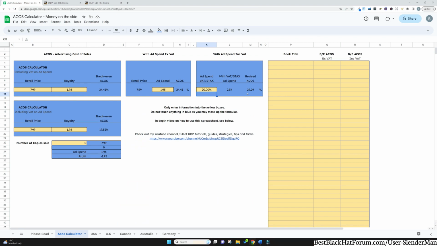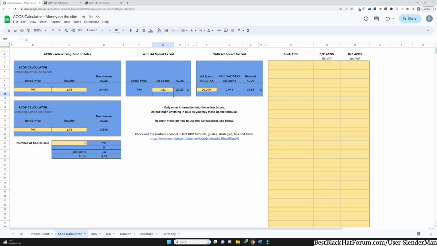So what we can do is to play around with the ad spend number until we achieve a revised ACOS of around 24%, which is our actual break-even ACOS. So if I change this to $1.50 in order to get one sale, you will see that the revised ACOS is 22%. So let's make it a bit higher and a little higher still. Okay, so that's as close as we're going to get it. So the revised ACOS has changed to 24.3%, which is fairly close to our break-even ACOS.